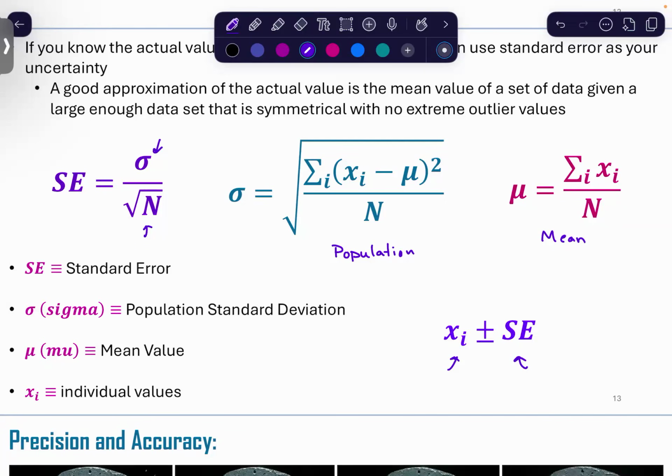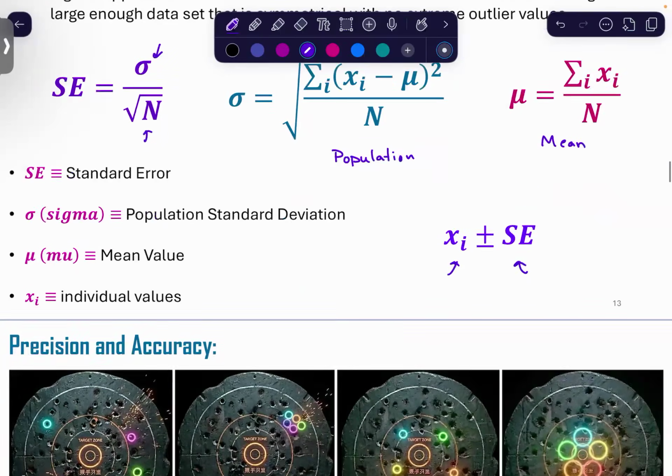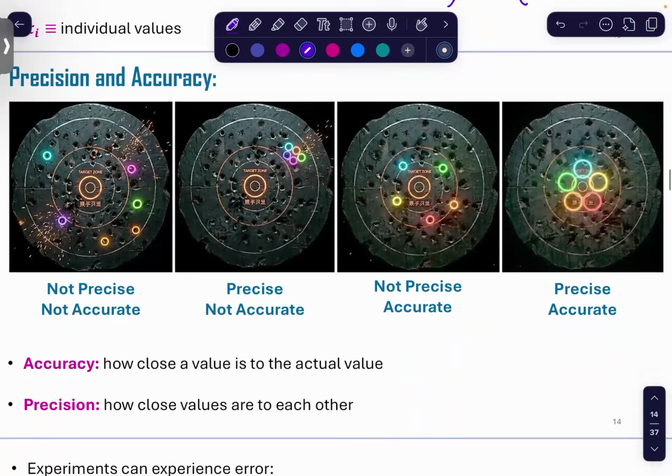Okay, let's make sure we understand what precision and accuracy are. Here we're thinking about targets. Precision is how close all of your measurements are together. Accuracy is how close all of your measurements are to the actual value. So you can say that the bullseye is your actual value.